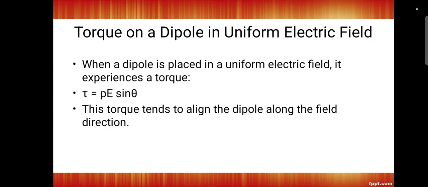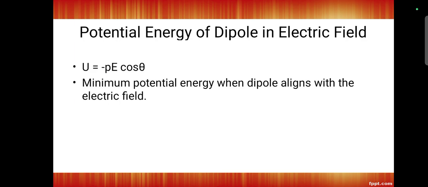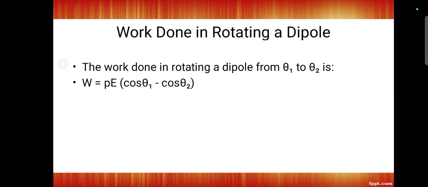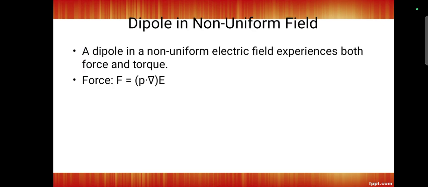Torque on the dipole is tau equal to P E sin theta. This torque tends to align the dipole along the field direction. The potential energy of the dipole in an electric field is U equal to minus P E cos theta, with minimum potential energy when the dipole aligns with the electric field. Work done in rotating the dipole is W equal to P E (cos theta 1 minus cos theta 2). These are the important formulas related to dipole and dipole moment.